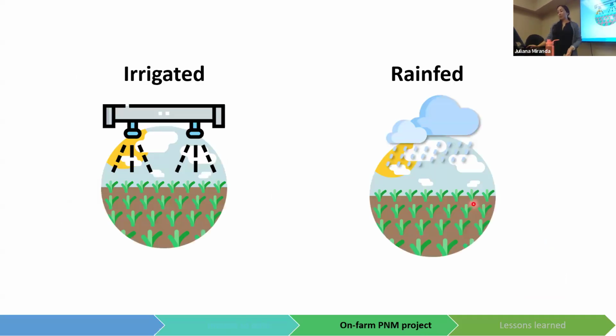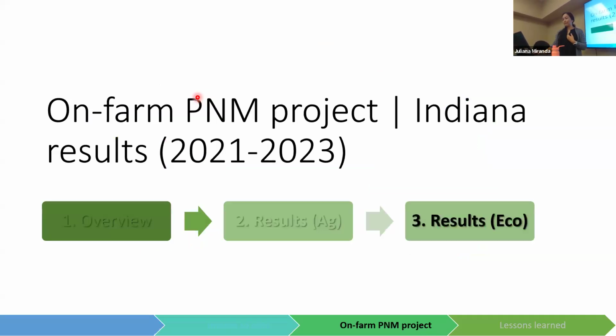It was not good. So the main takeaway from this part is that if a farmer asks me, do you think I should use this strategy in my field? The first thing that I would ask him or her is, do you have irrigation, or is it just rainfed? And if they say it's rainfed, I say it's too risky. So I would not recommend it.